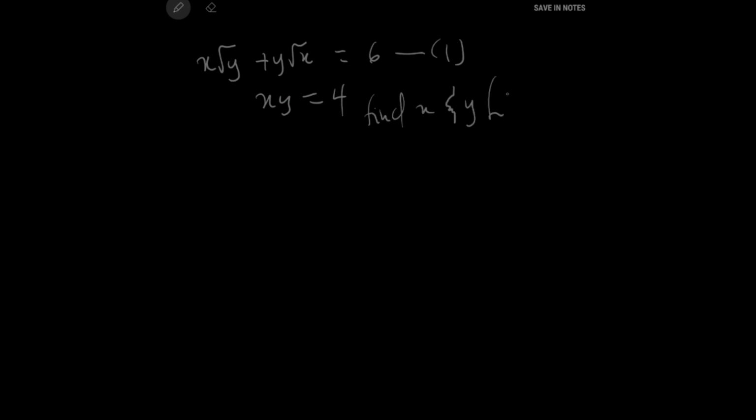Okay, so we have two equations and we have to solve them simultaneously for x and y. So this is our first equation, and then this is our second equation. So we have to find x and y, and then we are given a condition that x is greater than y.